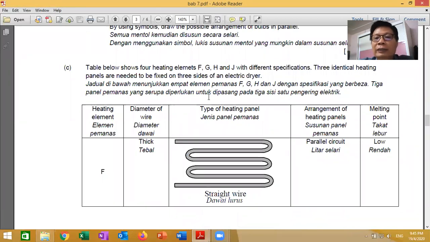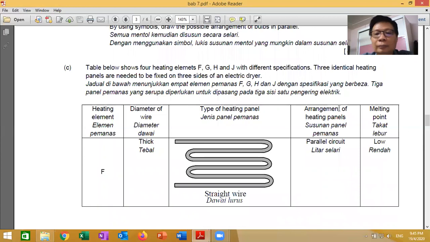Next, here they ask you to choose something, right? The paper shows four heating elements. Heating elements are used to heat up things in the kettle or in the filament, right? F, G, H, J with different specifications. Three identical heating panels are needed to be fixed on three sides of the electrical dryer. You need three, you know. So the aspects given are the diameter of the wire, type of heating panel, arrangement of heating panel, how you arrange them, and melting point.